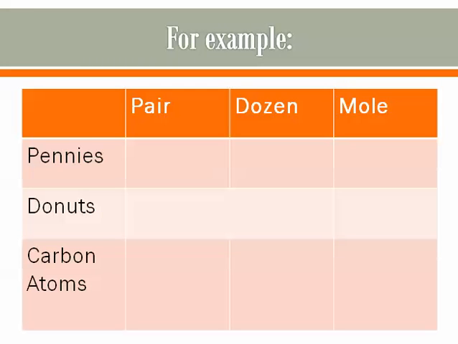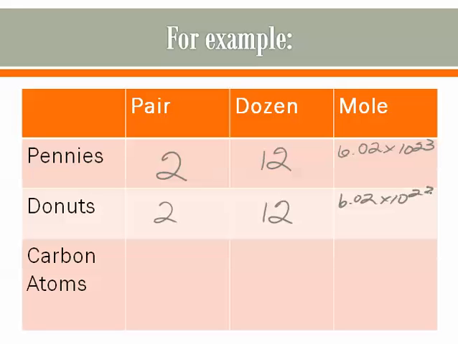Going back to some that we're more familiar with, though, like pair and dozen, we could go through and complete this chart. A pair of pennies simply tells us there are 2 pennies present. Same with a dozen pennies. A dozen pennies tells us there are 12 pennies. So when I use the words a mole of pennies, I would be referring to the number of 6.02 times 10 to the power of 23 pennies. And I can use those same words, a pair being 2 and a dozen being 12, in reference to donuts. And a mole of donuts then would be 6.02 times 10 to the power of 23.